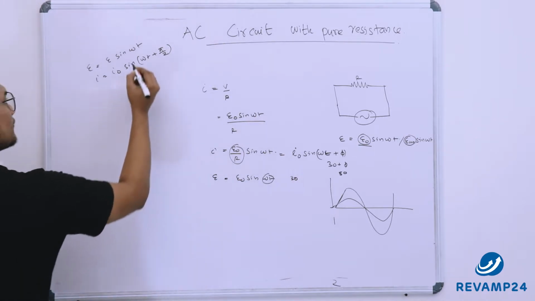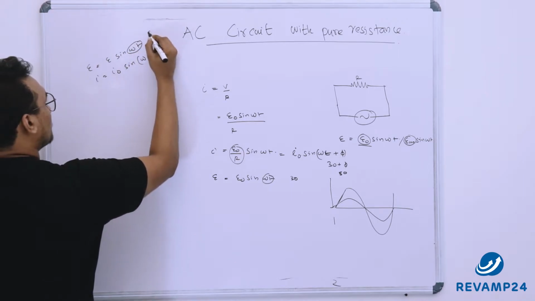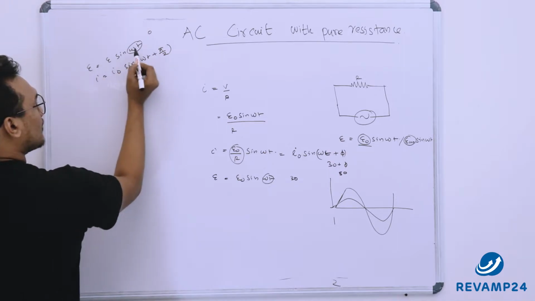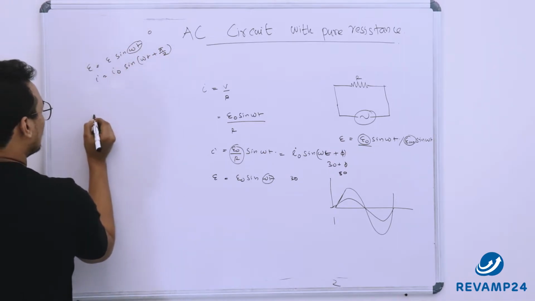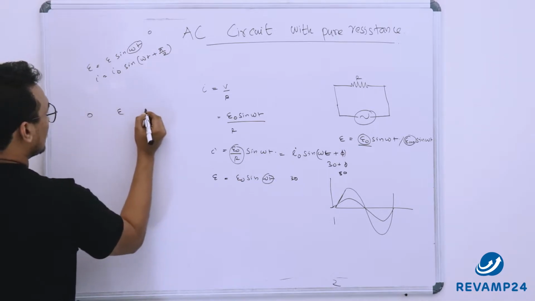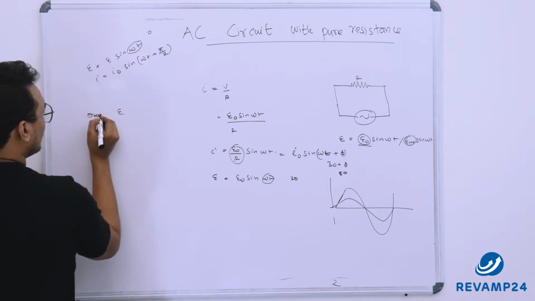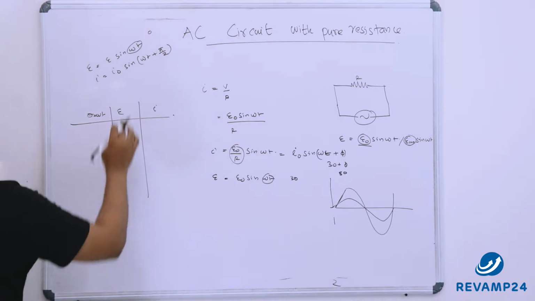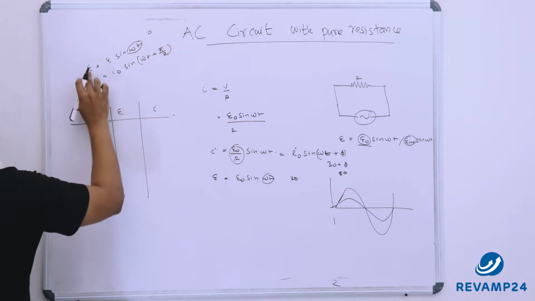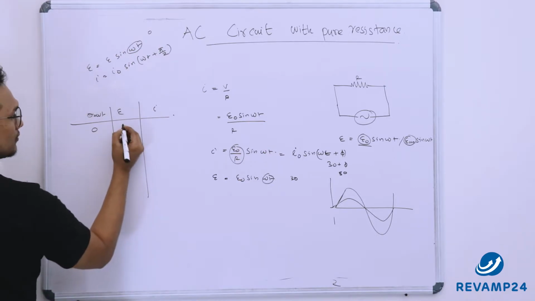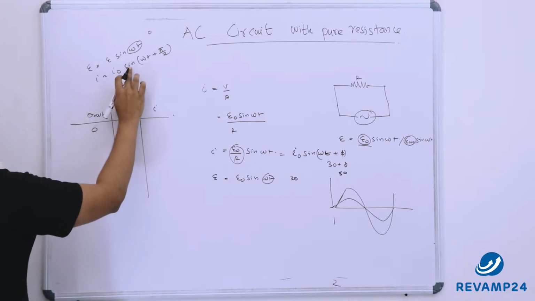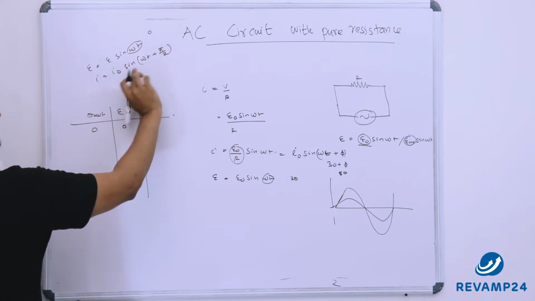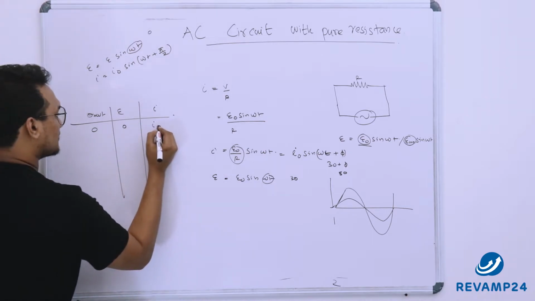Now I will apply different angles for omega t. We will draw a table with omega t, E and I. First case, omega t is equal to 0. E is equal to E0 sin 0. What is sin 0? 0 itself. Now I is equal to I0 sin of omega t plus 90, so 0 plus 90. This will be sin 90, which is 1. So I will be I0 itself.